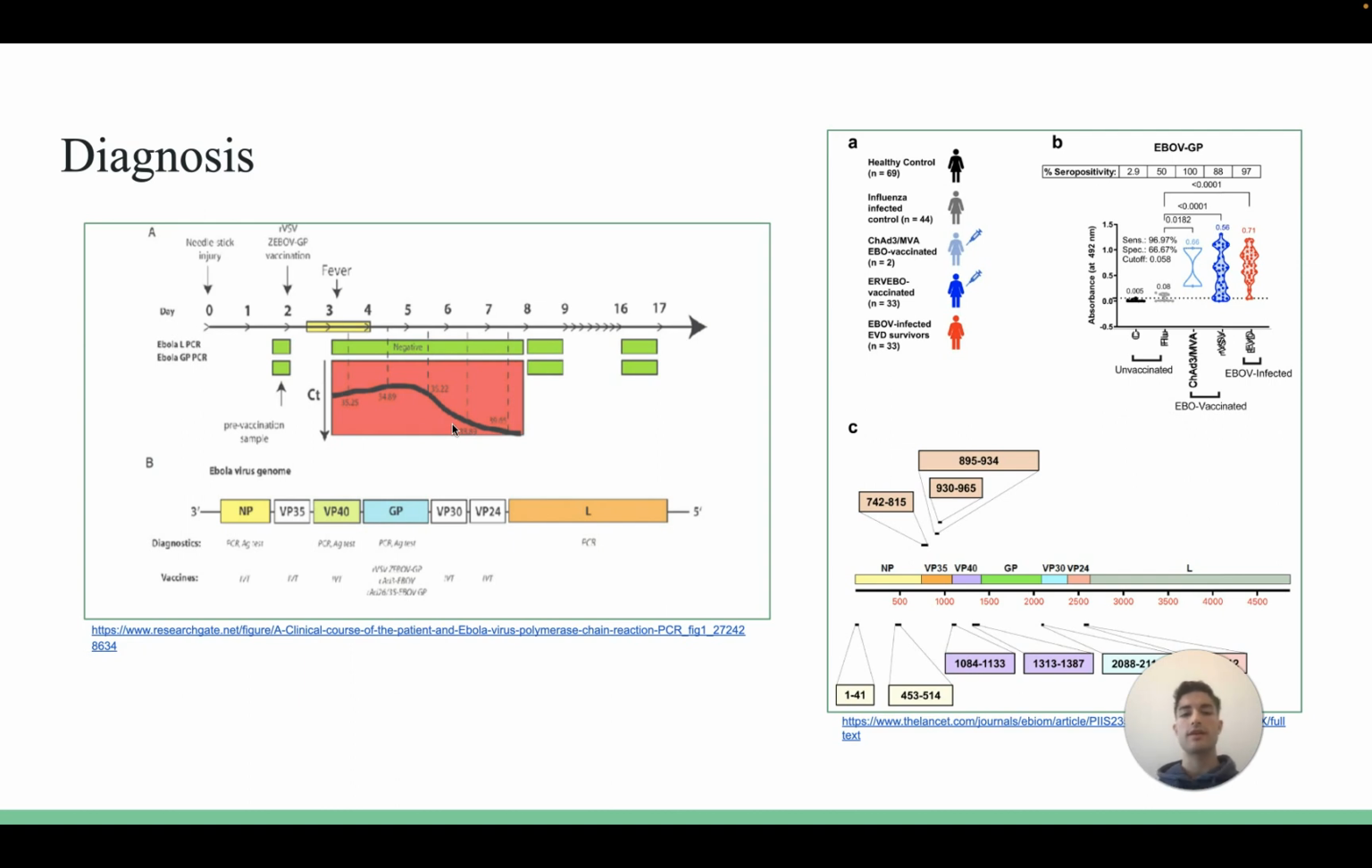So, diagnosis of the virus is quite difficult, because many of the symptoms that are shown are seen in other viruses and other diseases as well.